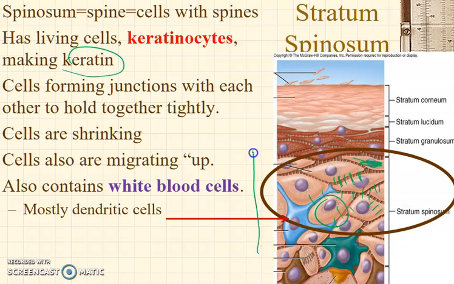Now the cells are migrating upwards. Every once in a while you'll see a white blood cell. There's probably a cell called a dendritic cell. We'll worry about what those actually do later, but you do need to know there are white blood cells in this level.